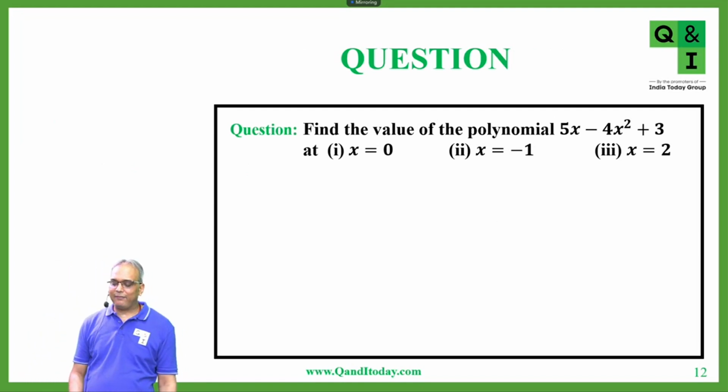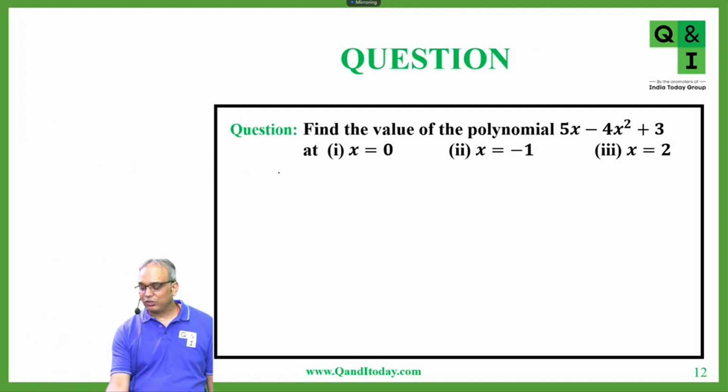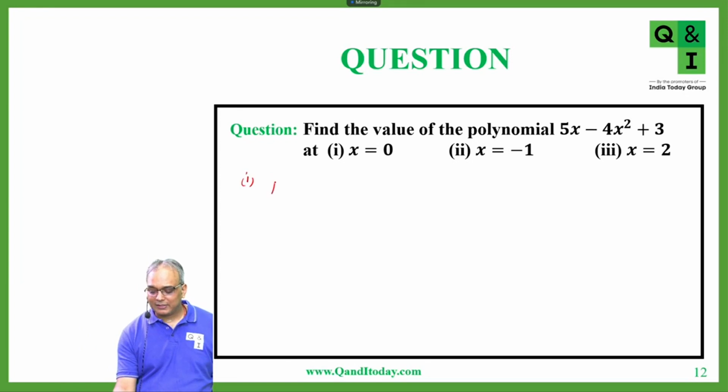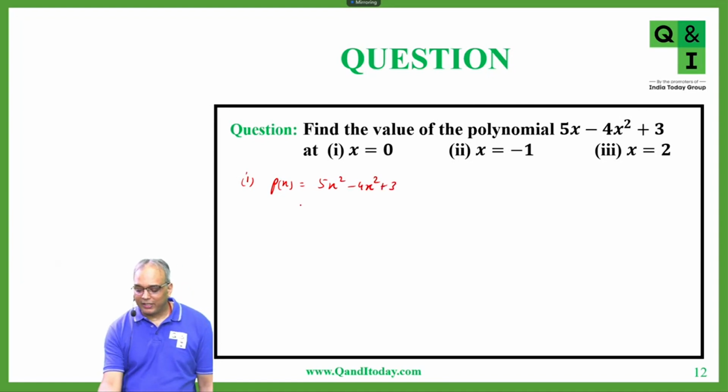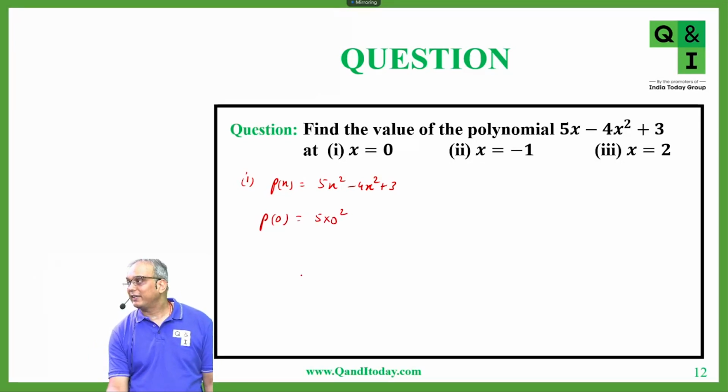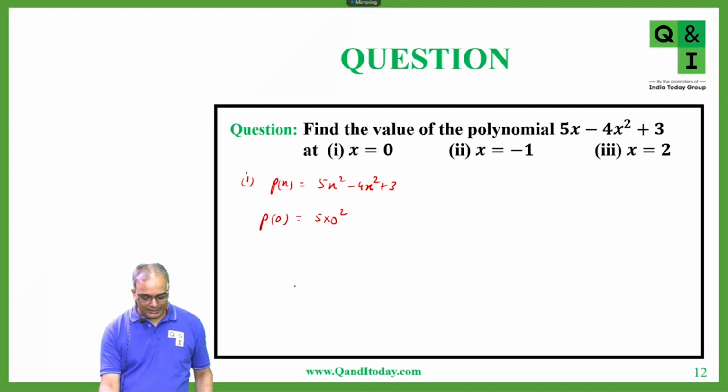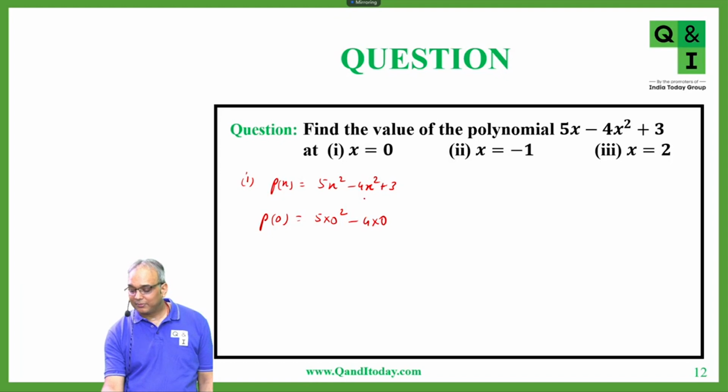Now we have to find the value of the polynomials at different values of x. In the first case, the polynomial p(x) is equal to 5x minus 4x square plus 3. We have to find the value at x is equal to 0. So p(0) will be 5 times 0 minus 4 times 0 square plus 3. So this is 0 minus 0 plus 3, which is equal to 3.